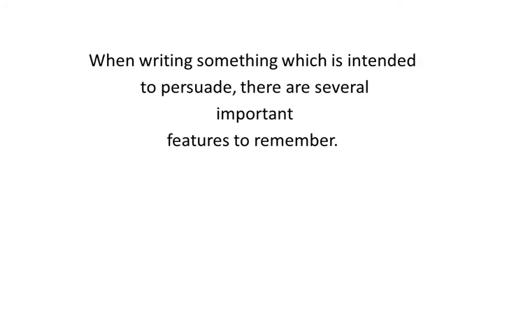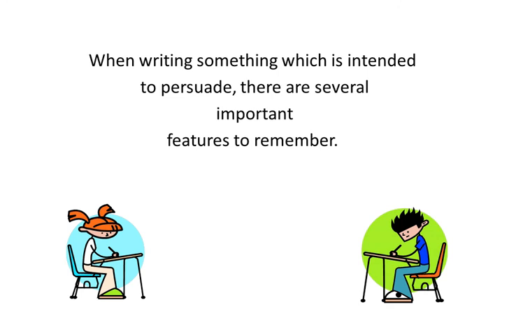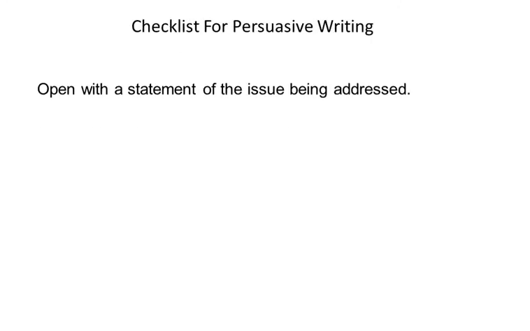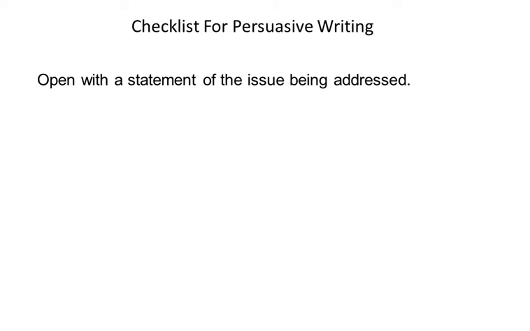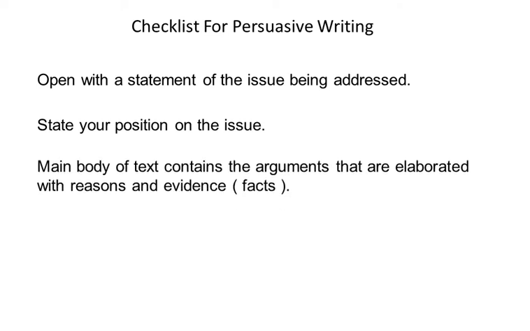When writing something which is intended to persuade, there are several important features to remember. These features open with a statement of the issue being addressed. For example, a topic sentence that talks about the topic that you are going to tackle. State your position on the issue. Are you for or against this position?